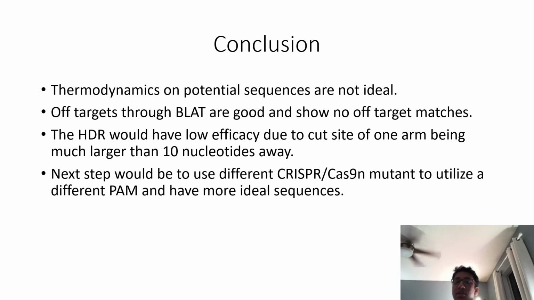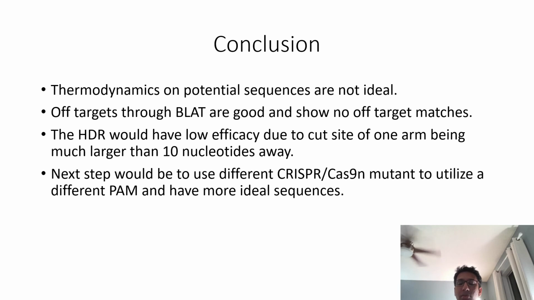In my specific case, thermodynamics of the potential sequences are not ideal. You would like perhaps a little bit lower GC content, not so many base pairs when they're hairpin, potentially no hairpins. Off targets definitely need more analysis, although my BLAT analysis did show no matches. More complex methods can be used. The HDR would definitely have low efficacy due to the forward strand having 71 nucleotides away when we don't want anything much more than 10 away.